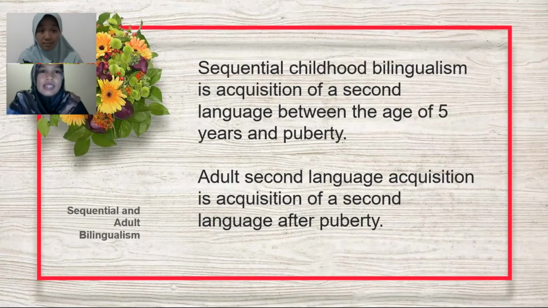The next is sequential childhood bilingualism and adult bilingualism. Sequential childhood bilingualism is acquisition of a second language between the age of 5 years and puberty. And adult second language acquisition is acquisition of a second language after puberty. The more explanation about this will be delivered by Miss Erla.